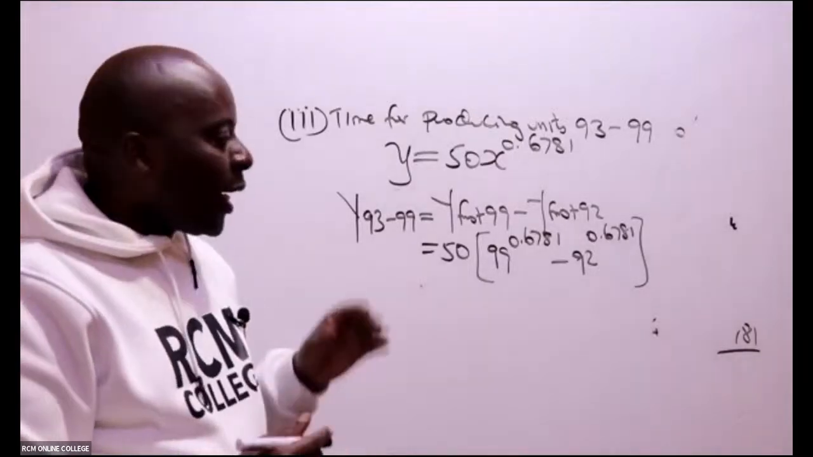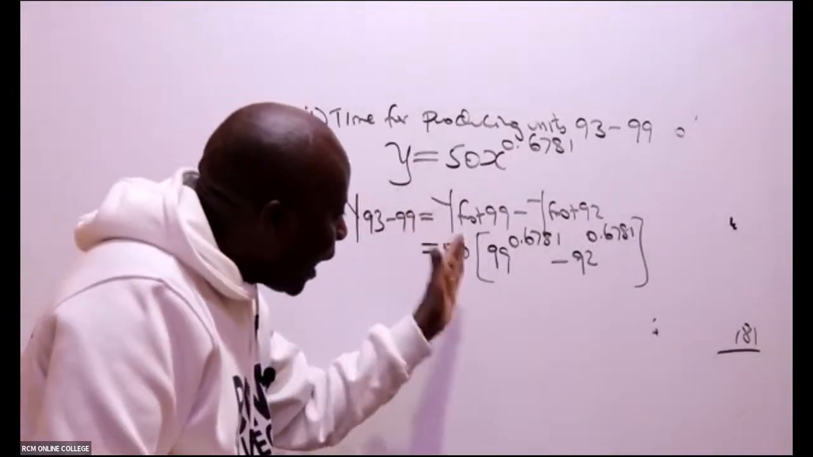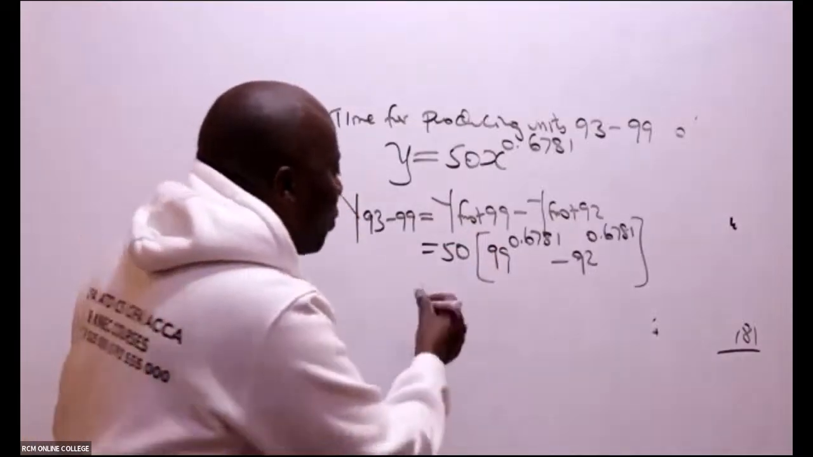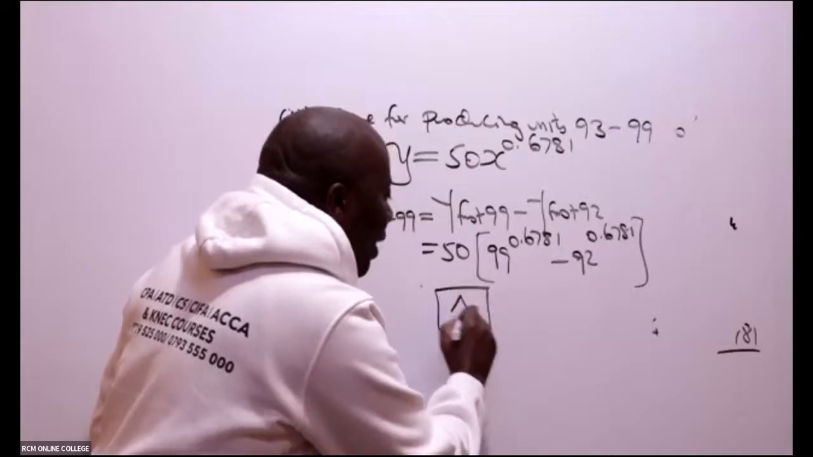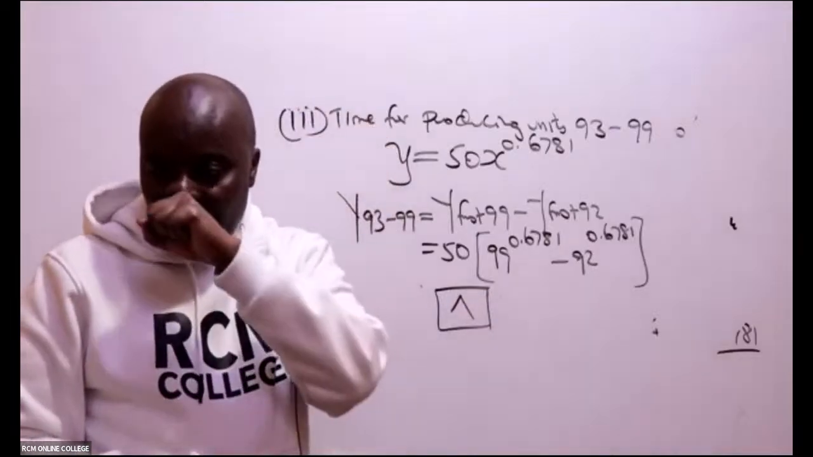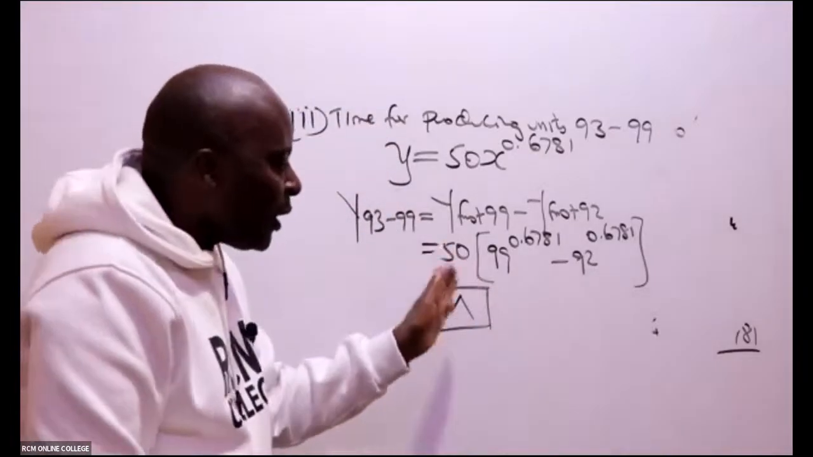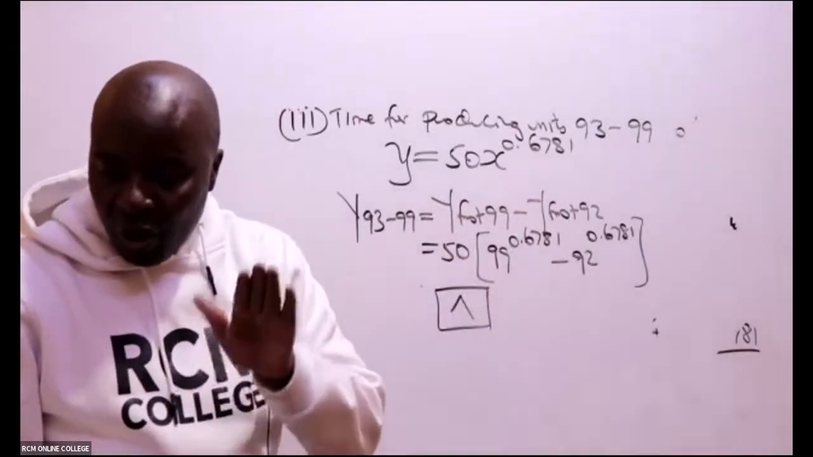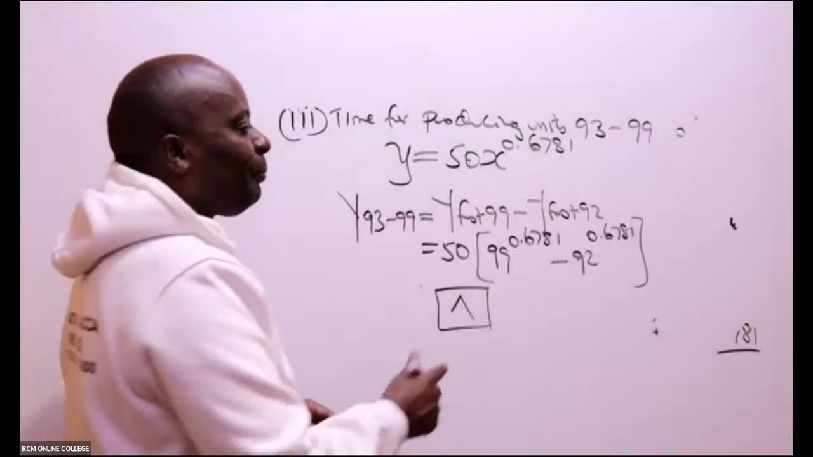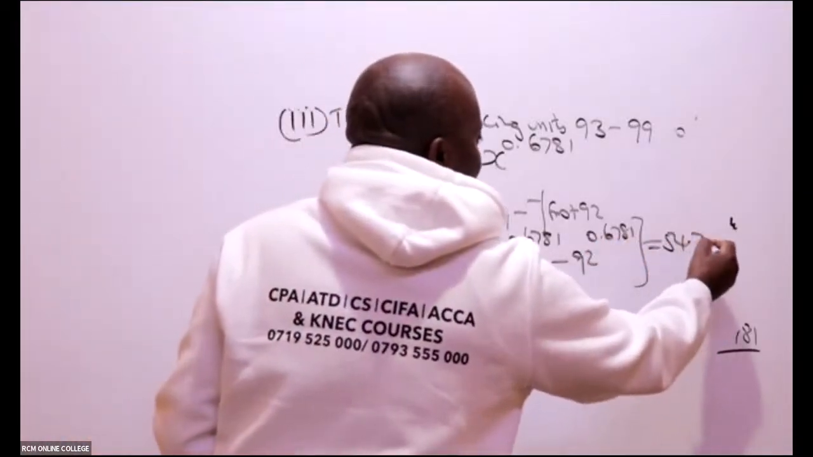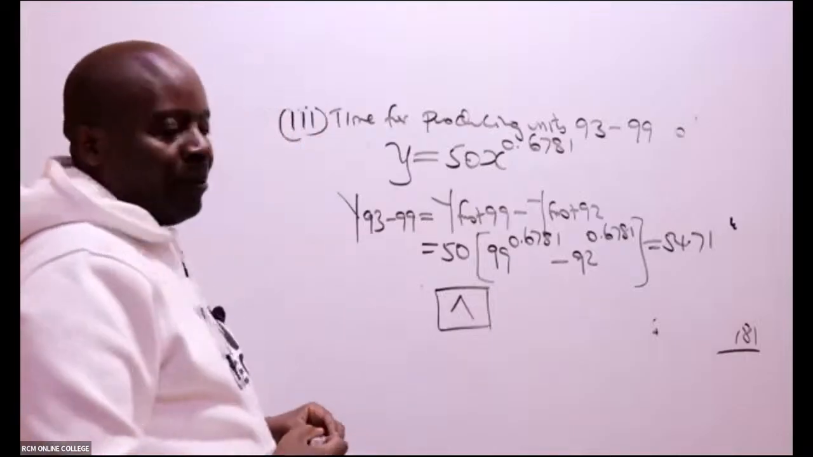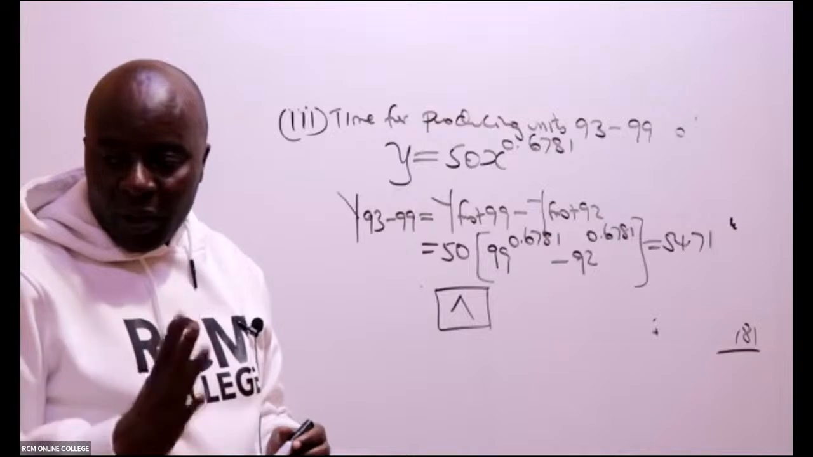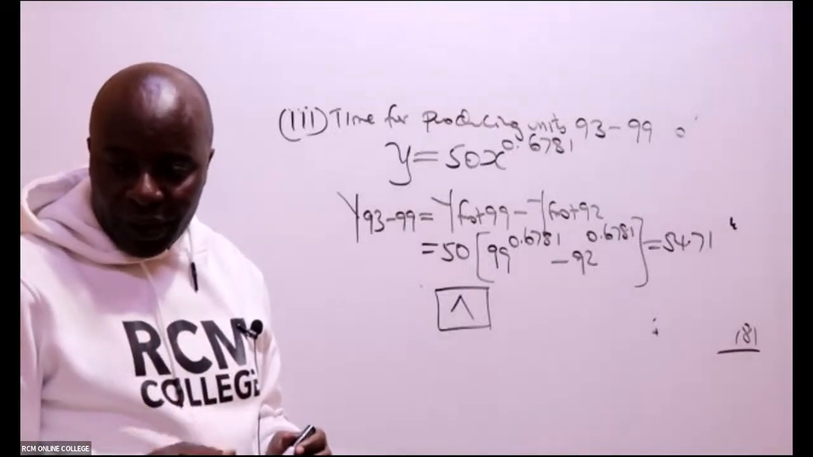So then you get your calculator out. You say 50 times, open brackets, 99. You use this raised. In our calculator, we have that raised. So you say 99 raised to that, minus 92 raised to that. You'll be able to get that answer of 54.71. I don't know whether the student who said that they were lost is now able to get something out of this.